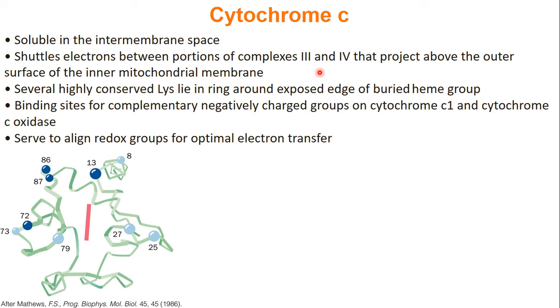And it's doing this in the parts of the enzymes that project above the surface of the inner mitochondrial membrane. This protein has a very highly conserved lysine residue and a ring around the exposed edge of its heme group that's buried inside of the protein. This binding site has complementary negatively charged groups on cytochrome C1 and C oxidase. And these groups allow it to be aligned so it is in perfect arrangement for electron transfer.